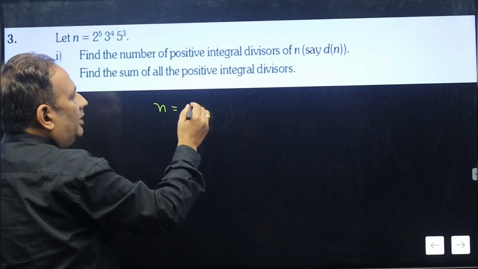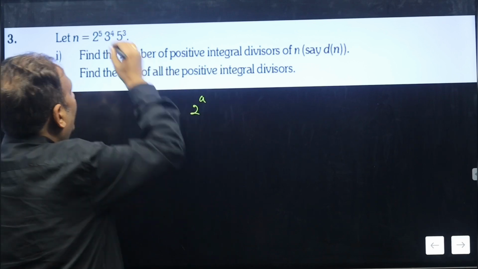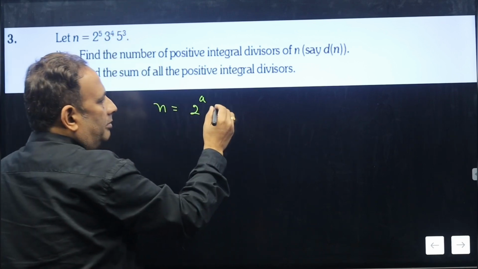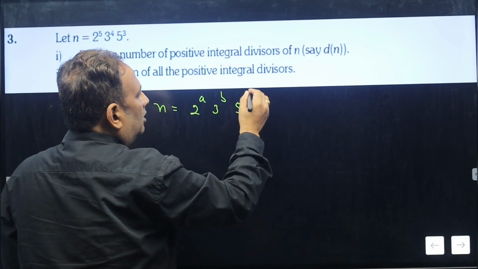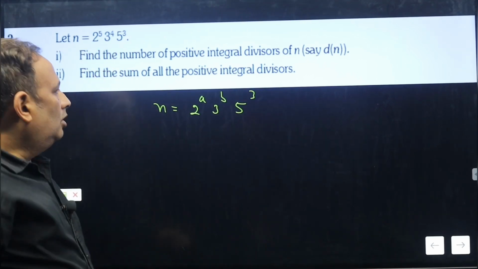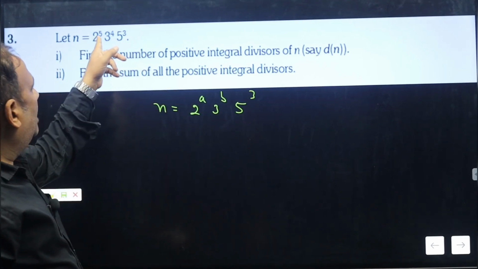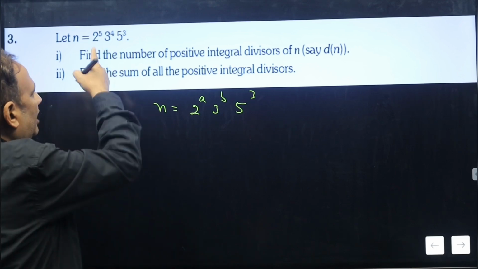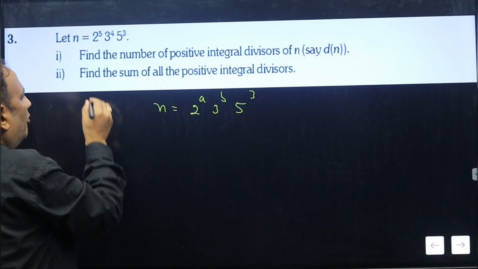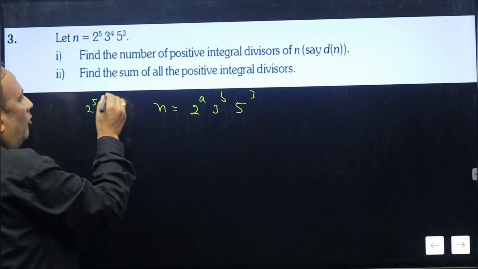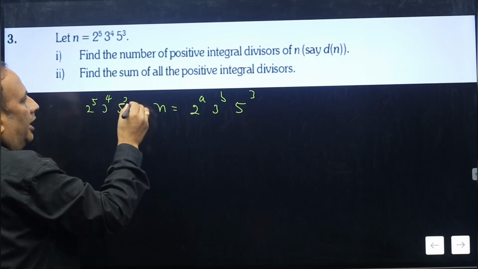So the divisors will be in the form of 2 to the power a only, because 2, 3, 5 are prime numbers, you see. 3 to the power b form and 5 to the power c form is there. So the possibilities of a, the highest possible power of n, is given in the question, that is 2 to the power 5. This is 2 to the power 5, 3 to the power 4 and 5 to the power 3.